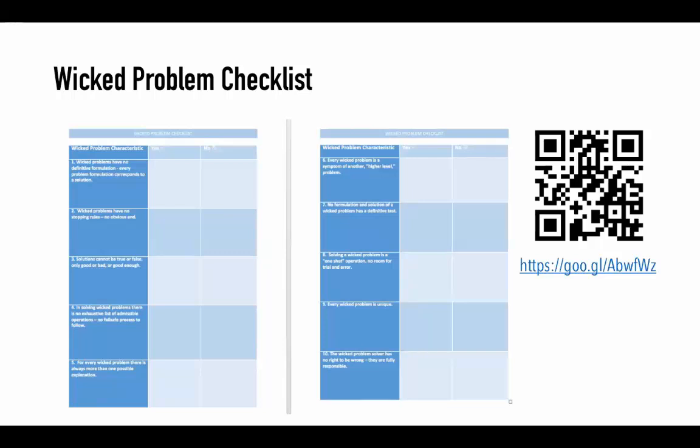So typical characteristics are, for instance, that there are many stakeholders who are qualified and justifiably have an opinion of whether your solution is a good or bad one. Typically, solutions for a wicked problem are not true or false, right or wrong, but they're more or less suitable, more or less good or bad, and that often might depend on your standpoint. You can find this checklist using the QR code or the Google shortcode.